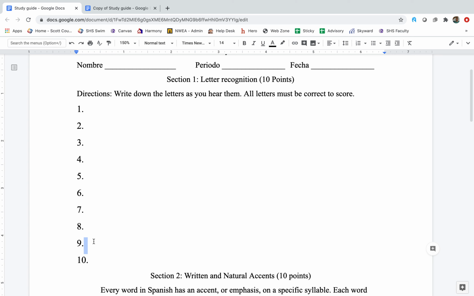Number 9, Y, U, N, Q, U, E. Again, number 9 is Y, U, N, Q, U, E. And number 10 is E, X, C, E, L, E, N, T, E. Again, number 10 is E, X, C, E, L, E, N, T, E.